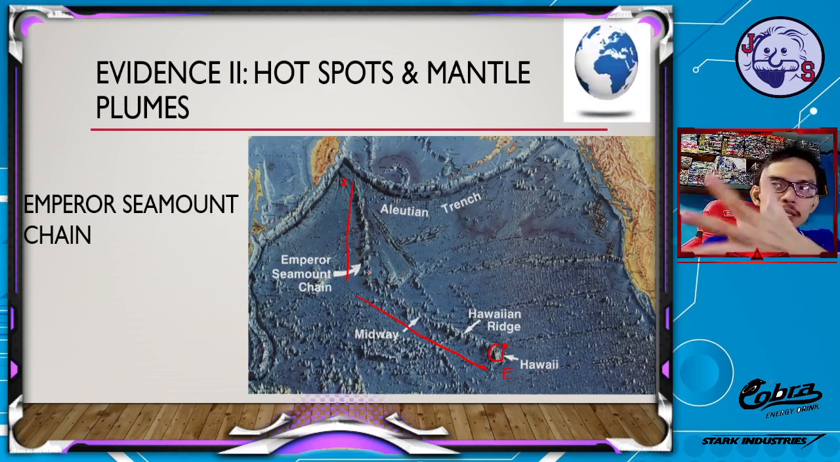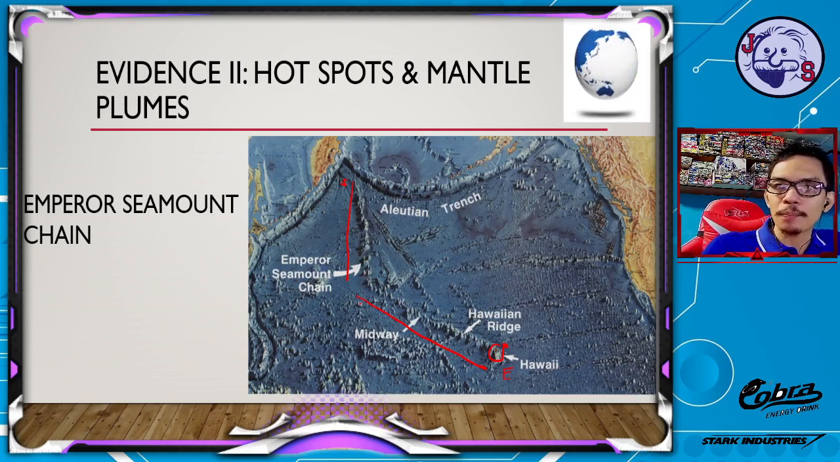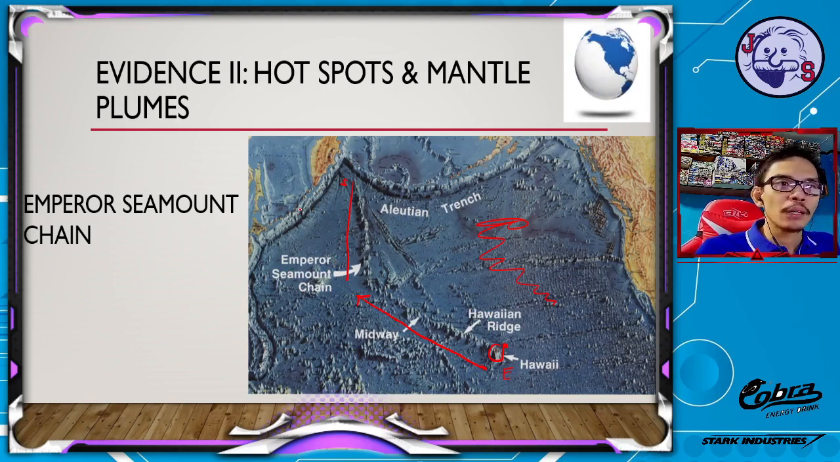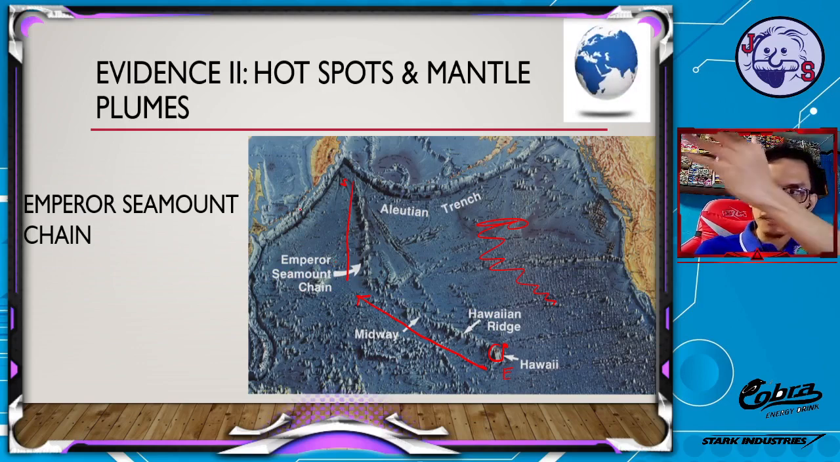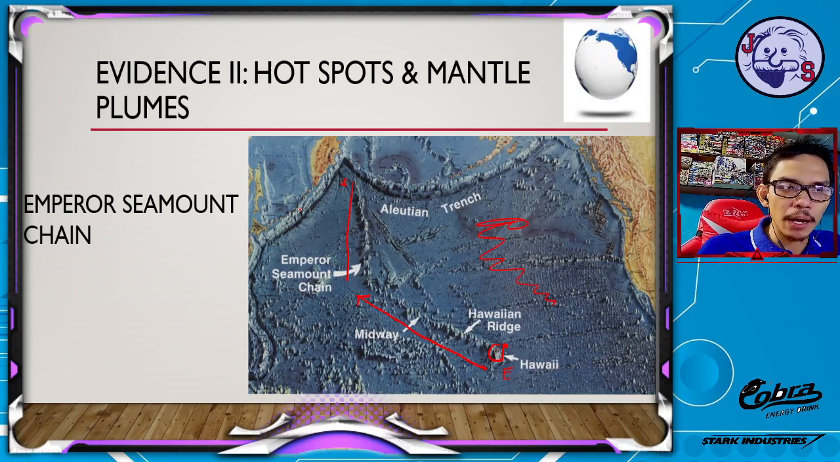By just looking at this picture, we can say that the Pacific Plate is moving in a northwest direction. So the direction of motion of the Pacific Plate is going to the northwest, toward the Aleutian Trench. Technically speaking, we can use the Hawaiian Islands to find out the direction and the rate of motion of the plate that you have right there.